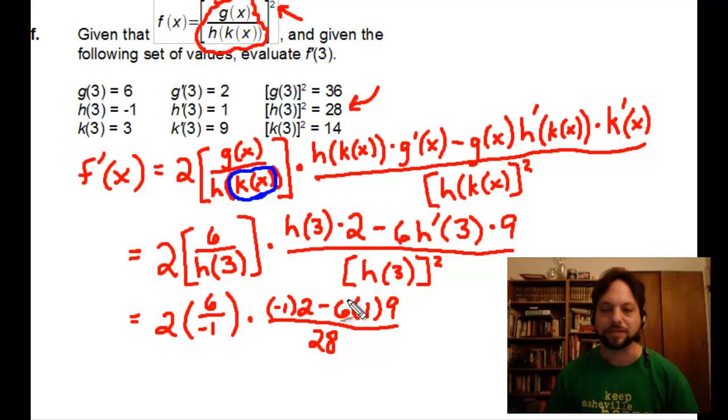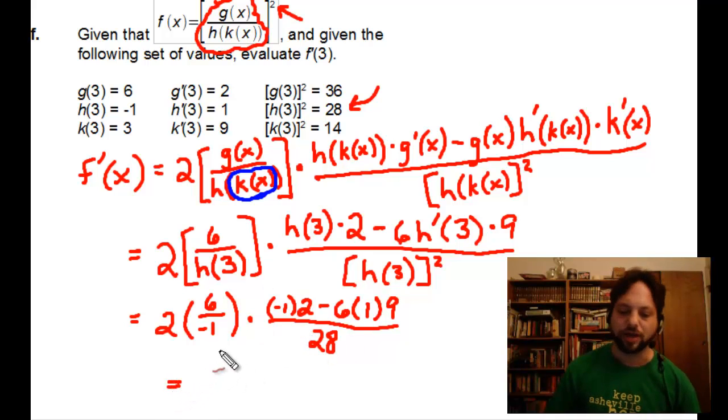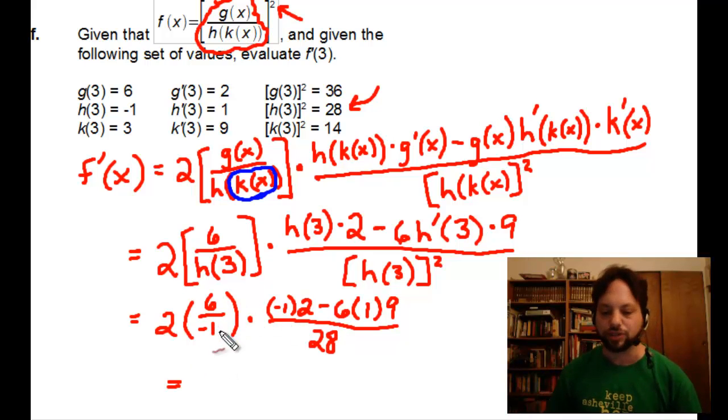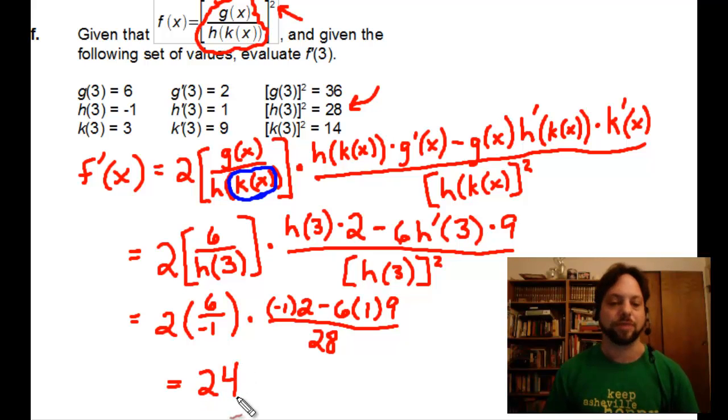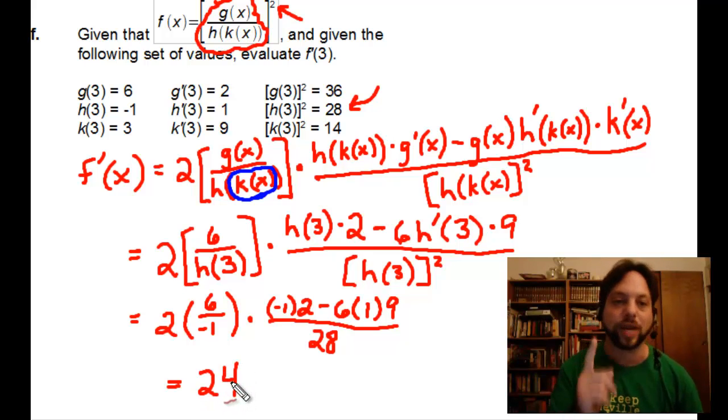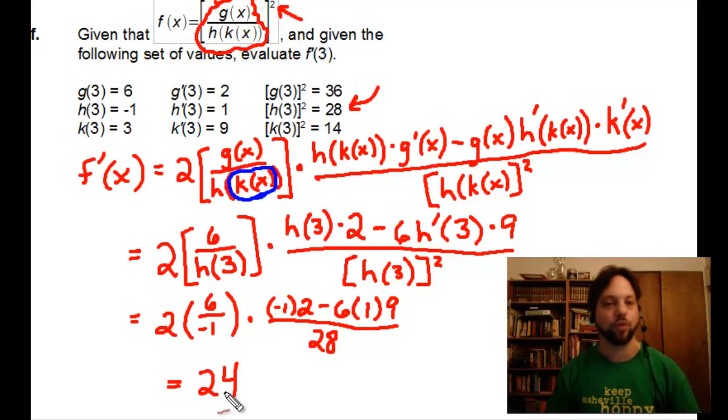Now, this is a big mess of stuff. I'm going to encourage you to go ahead and simplify it all you like. It's not a difficult simplification to do, but we've reached the point now where I'm just going to jump ahead and say that the result would simply be 24. Yes, the rate of change of f of x when x equals 3 is 24. That would be the slope of the tangent line. That's all we're finding out here.